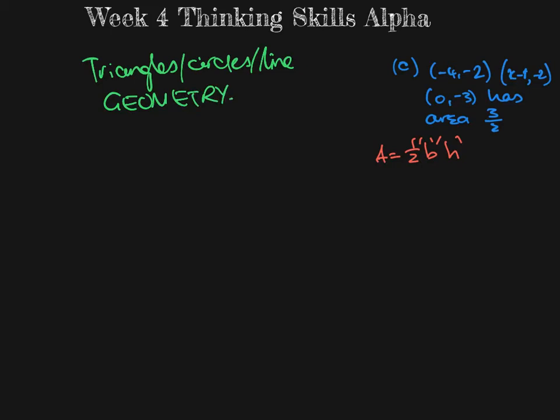So in this case, we've got a triangle. And we know one of the coordinates is at -4, -2. So I'm going to draw that there. This is the point -2. This is the point -4. And we've got another point at 0, -3. That's here. So that's there. So that's one side of our triangle, definitely.